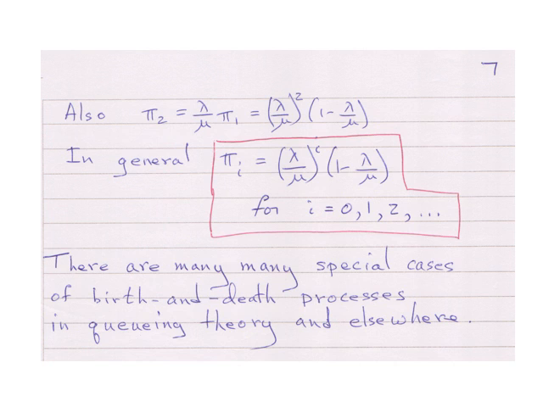We actually recognize the form of this. If that was a p instead of a lambda over mu, we might look at that and say, that looks like a geometric distribution. And in fact it is. There are two different forms of a geometric distribution. This would be one of those two forms. Okay, so this is a particularly nice, easy example of a birth and death process. And there are many, many special cases of these.